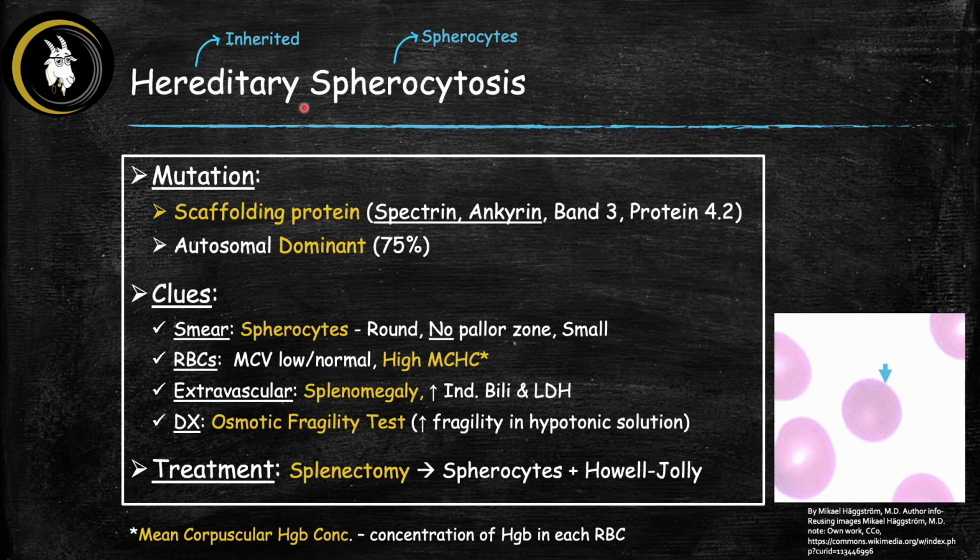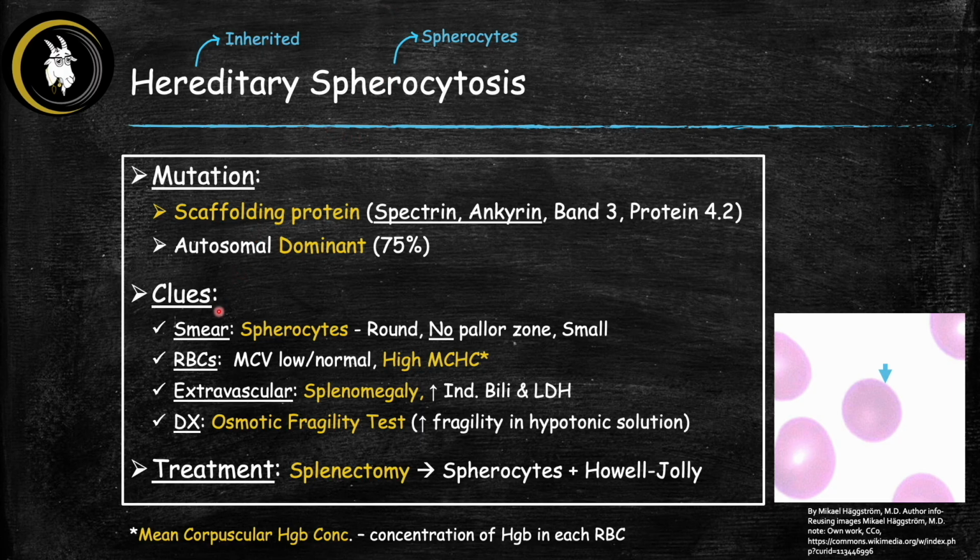Okay, so now let's go through the key features of hereditary spherocytosis. So the problem is a mutation that affects one of these four scaffolding proteins. This is going to cause a defect in the red blood cell membrane and shape, and so we're going to end up with spherocytes. Now it's called hereditary because the mutation is inherited. That means it gets passed on to the offspring, and the most common inheritance pattern is autosomal dominant, and it's actually the only one of these intrinsic hemolysis diseases that has a dominant inheritance pattern. So this is a good thing to keep in mind, to help you distinguish it from the other causes.